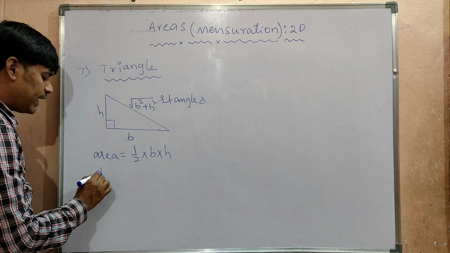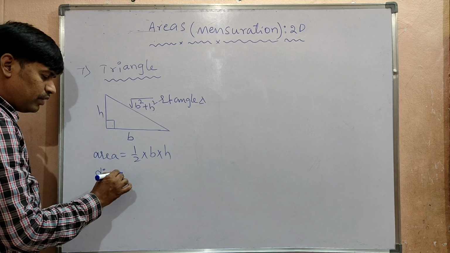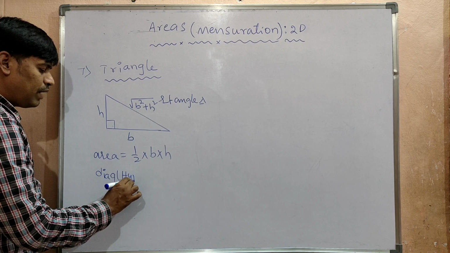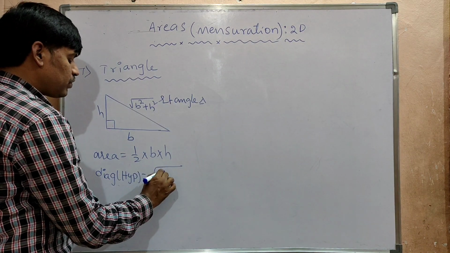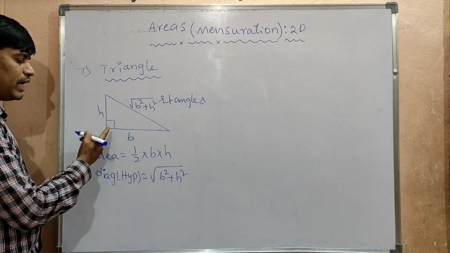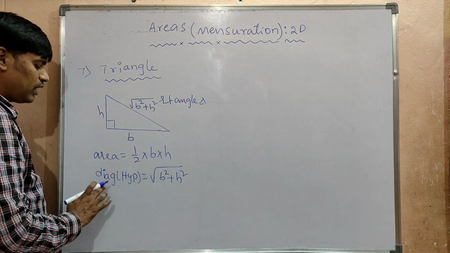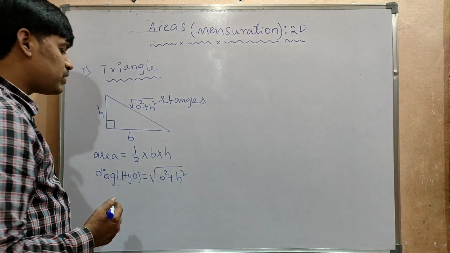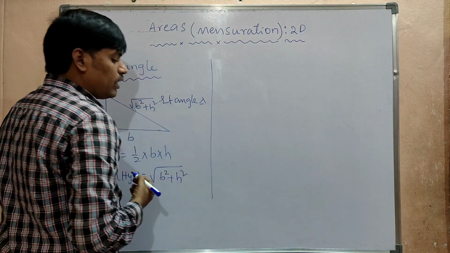Now here, the diagonal or hypotenuse of a right angle triangle is under root of b square plus h square. In this right angle triangle, the area is equal to half into base into height. The diagonal or hypotenuse is equal to under root of b square plus h square.